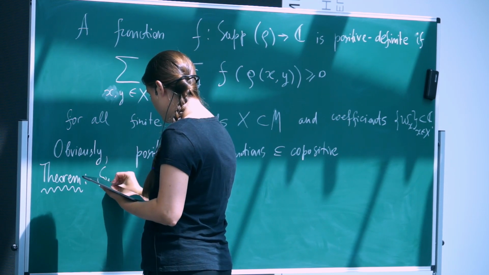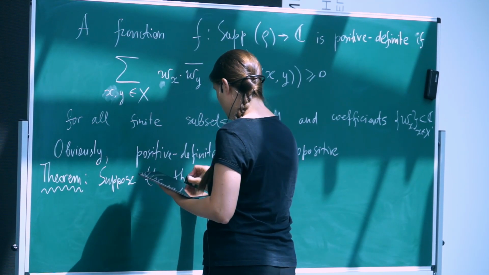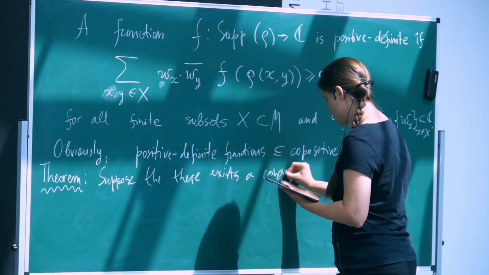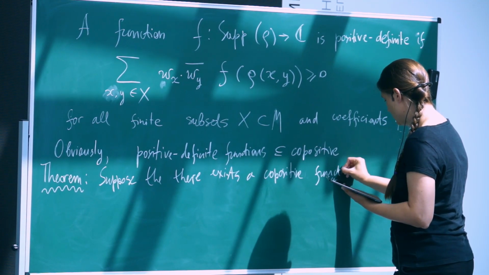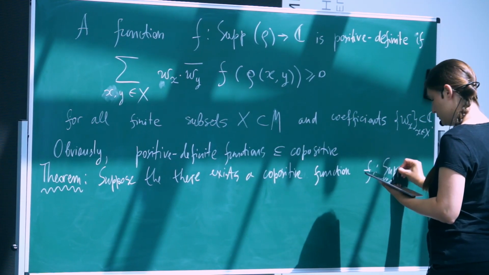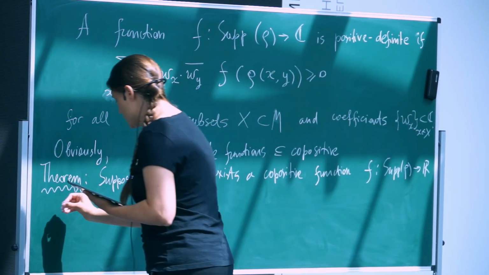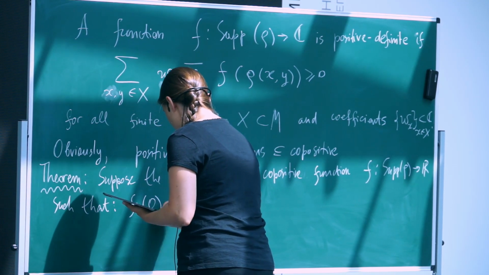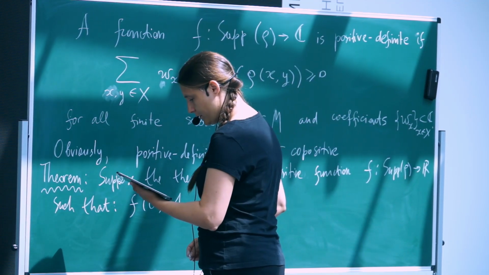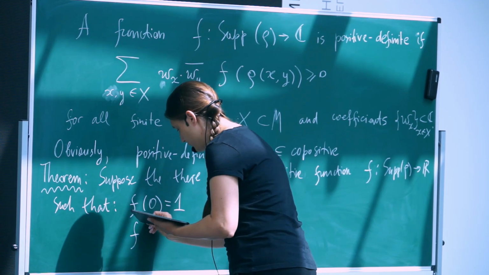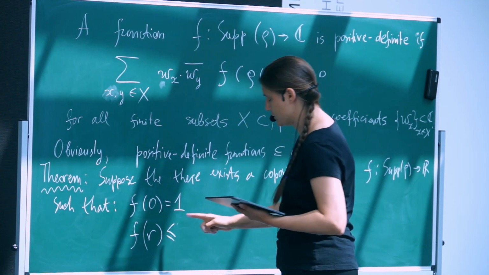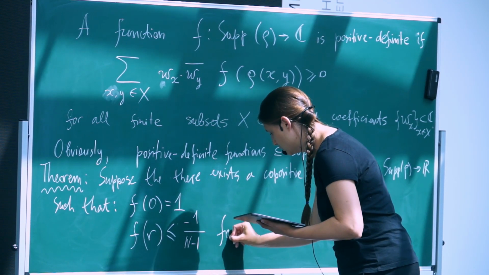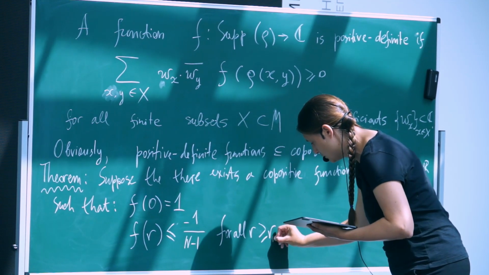Okay, so the theorem is the following. Suppose that there exists a copositive function f such that it satisfies the following properties. First, we normalize it so its value at 0 is 1. And then we assume that f of r is smaller or equal than minus 1 over n minus 1 for all r bigger or equal than a certain fixed real number r0.